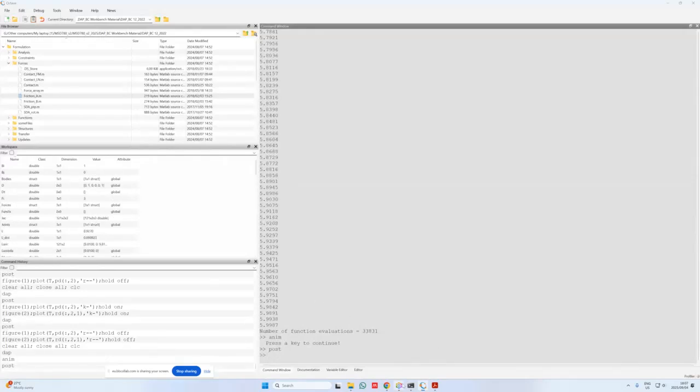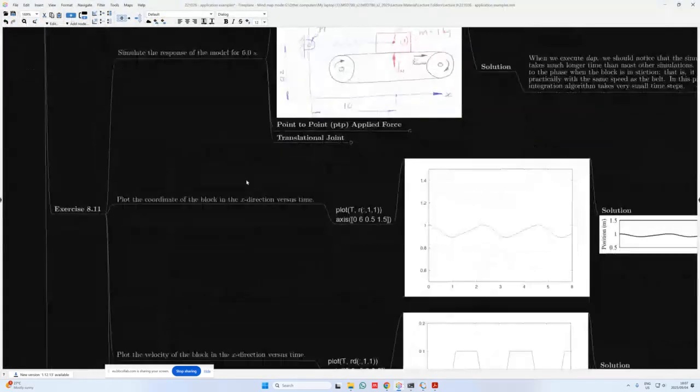Okay, so if I'm happy with that, I can just go post. And then it tells me that I need to plot the coordinate of the block in the x direction versus time. So to do this, I'm going to start off with figure 1 again. And now I'm going to say plot. It's going to be the coordinates versus time. So I'm going to say t.